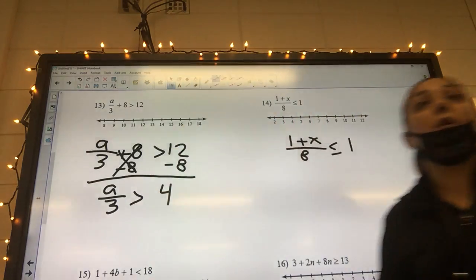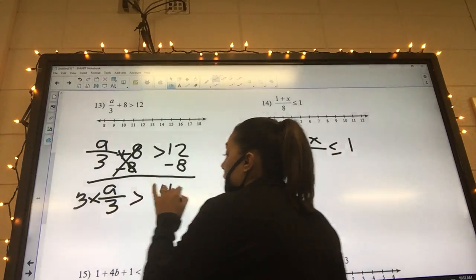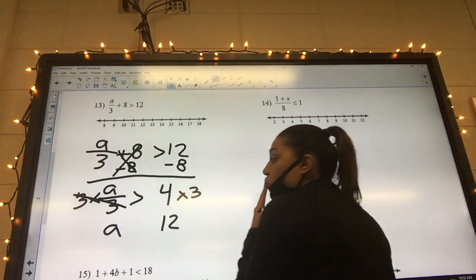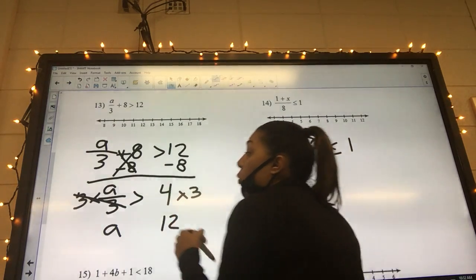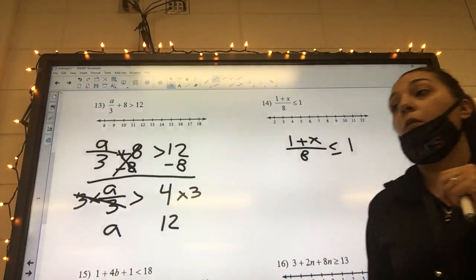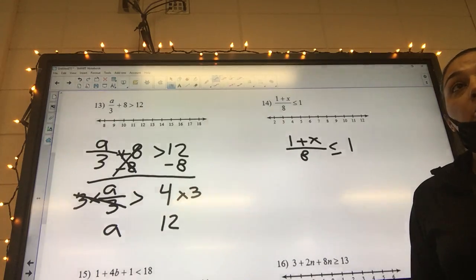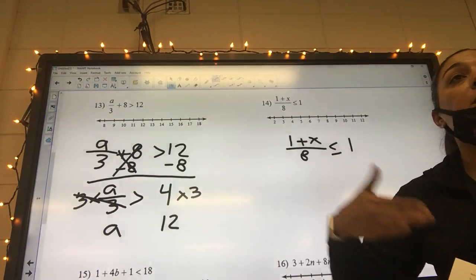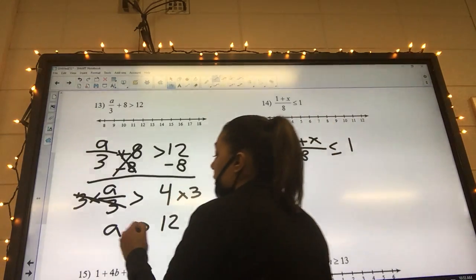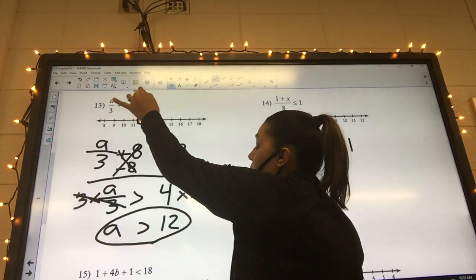And then what's my last step going to be? Multiply by 3. Do we need to flip? No, because they're not negative. What's not negative? The denominator. The bottom number. Which number? The 3. So the 3 is the thing that we're multiplying through. So we need to multiply or divide by a negative is when we flip. So on this one, we don't need to flip. Okay, so at 12, it's going to be open, pointed towards the right.